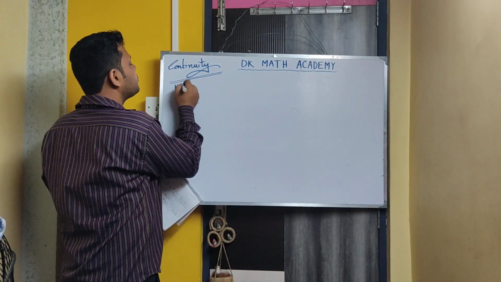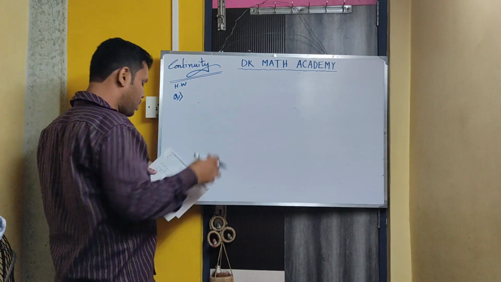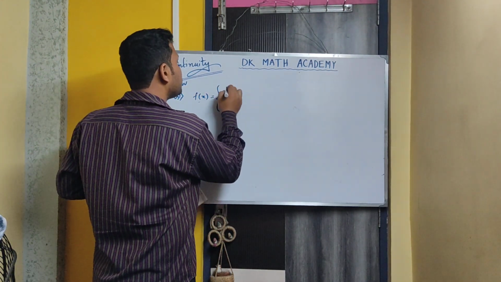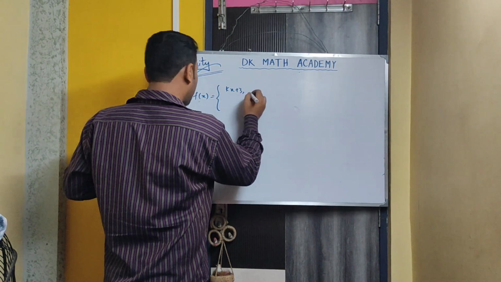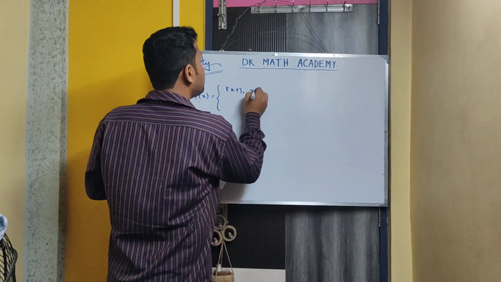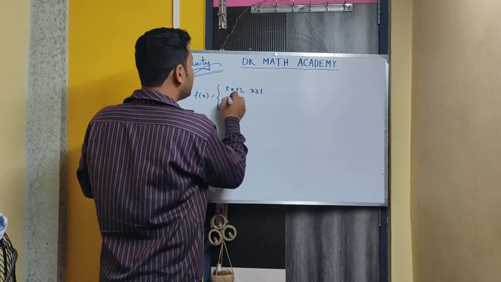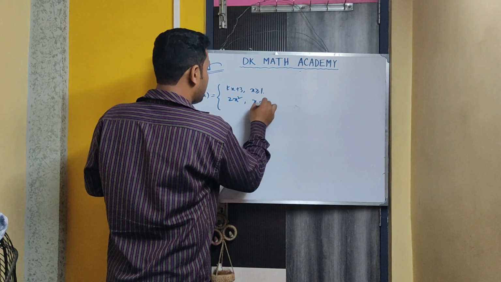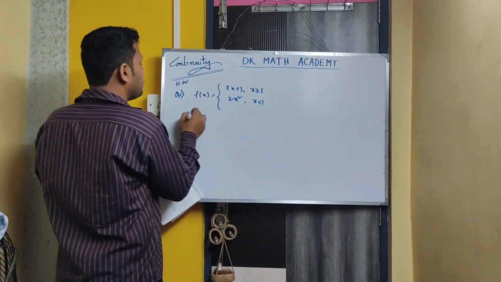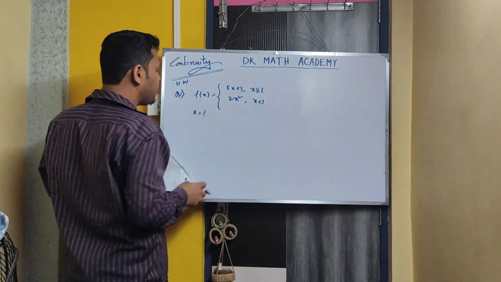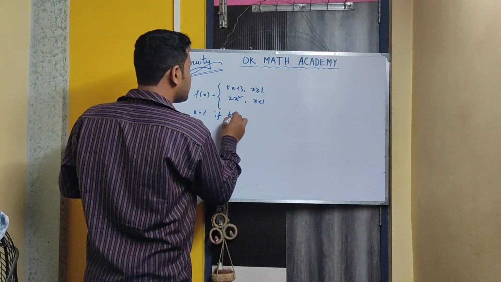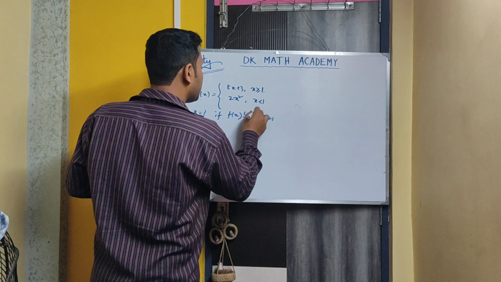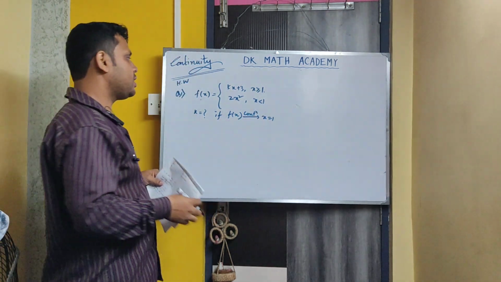Homework. Question number 1 is, suppose f(x) equals kx plus 3 for x greater than or equal to 1 and 2x square for x less than 1. What will be the value of k if f(x) is continuous at the point x equals 1?